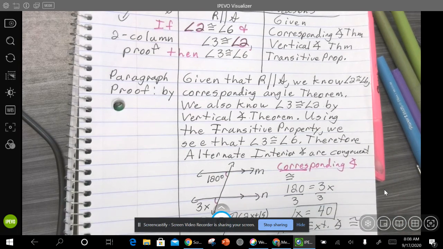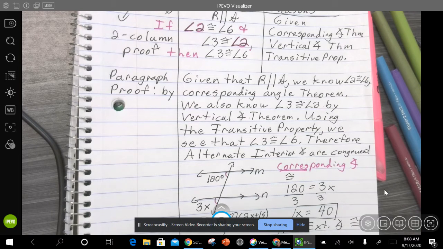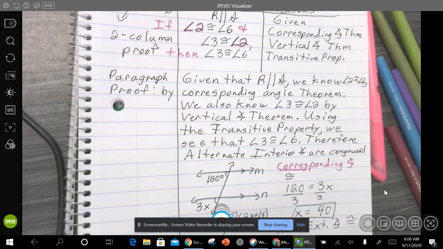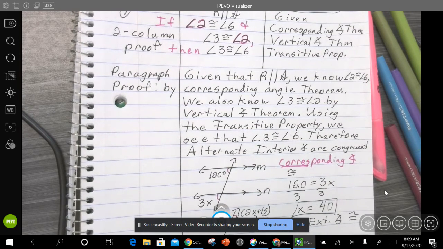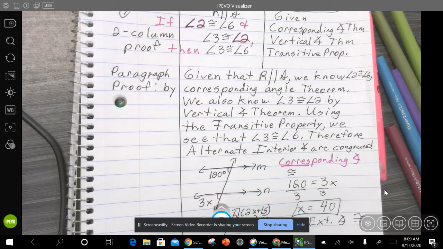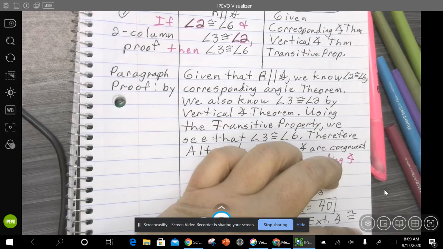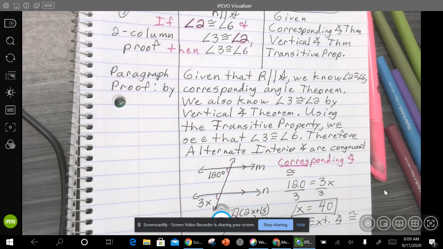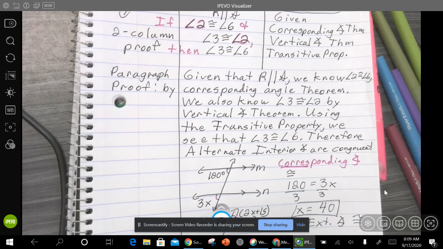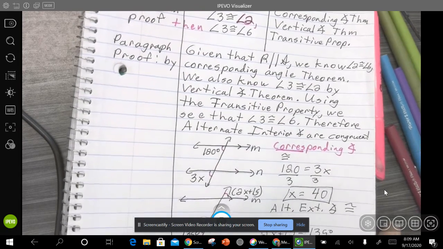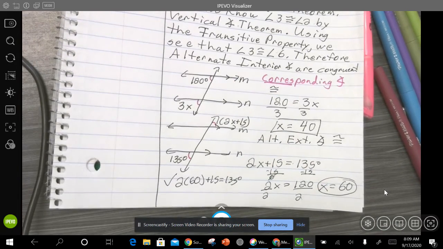So alternate exterior. So they're on the outside of the house. We're going to set them equal to each other. So 2x plus 15 is equal to 135 degrees. Subtract 15 from each side to get 2x is equal to 120. Divide each side by 2, and we get x is equal to 60. Of course, if we wanted to check that, everybody, we would go 2 times 60 plus 15 equals 135 degrees, okay? So we can always check them. So that's a way to check it.